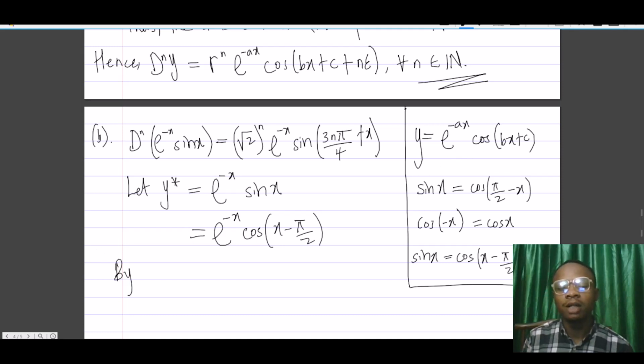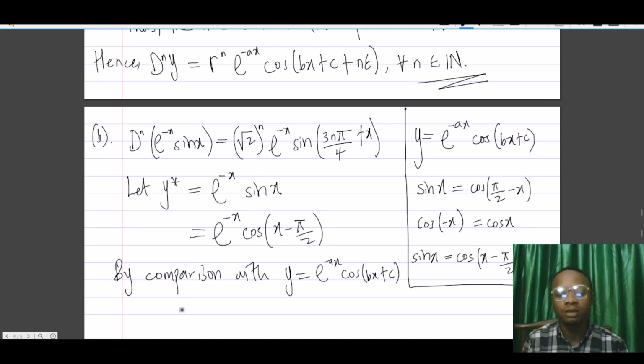So we now say that by comparison with y, which is equal to e to the power of minus x into cos of bx plus c, we'll be able to identify what these constants are, so that when we are making use of this formula, we can know what exactly to substitute into them. From this we will obtain: a is the coefficient of x in the power of e. This is minus x, this is minus ax. That means a is equal to 1 for this situation.